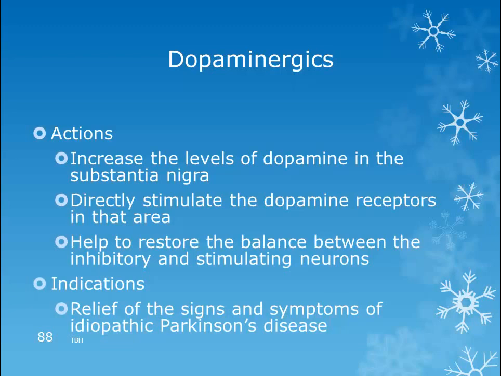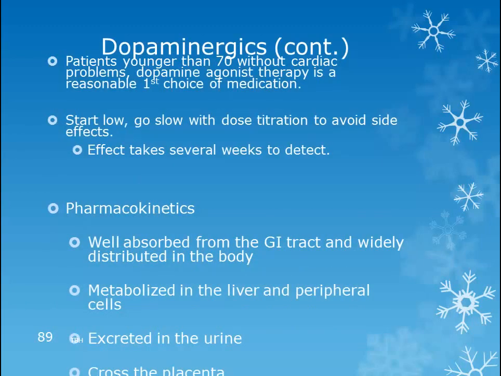Indications: for relief of the signs and symptoms of idiopathic Parkinson's disease. For patients younger than 70 without cardiac problems, dopamine agonist therapy is a reasonable first choice for medication. Start low, go slow, with dose titration to avoid side effects. Effect may take several weeks to several months to detect. Pharmacokinetics: well absorbed from the GI tract and widely distributed in the body. Metabolized in the liver and peripheral cells, excreted in the urine, and it does cross the placenta.